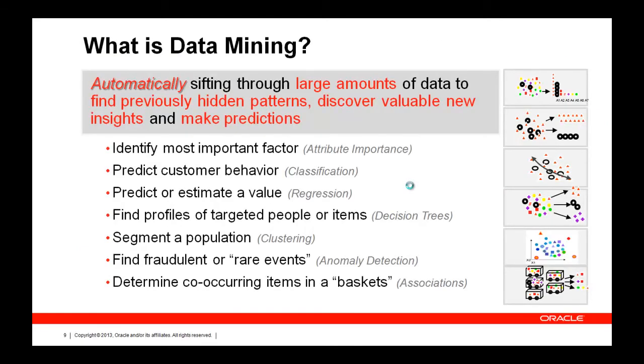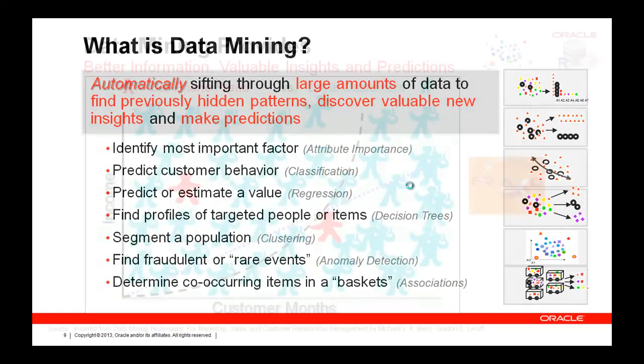So we're looking at data mining, the concept of automatically sifting through large amounts of data to try and find previously hidden patterns and develop insights, and in fact maybe to make some predictions. And we're looking at the second one from the bottom, the find fraudulent or rare events. This is a special technique called anomaly detection.